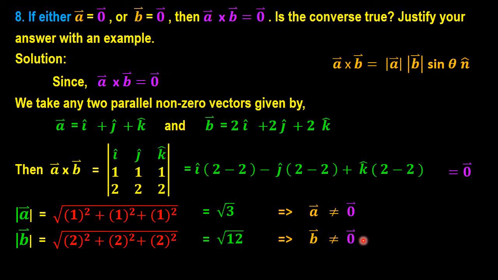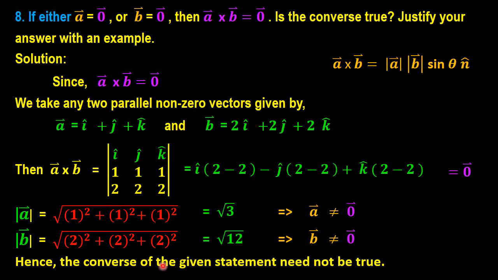So from here what we can conclude is that even though the cross product of A and B is 0, it is not always necessary that A vector or B vector is a 0 vector. Hence, the converse of the given statement need not be true. So this is how we solve question number 8.